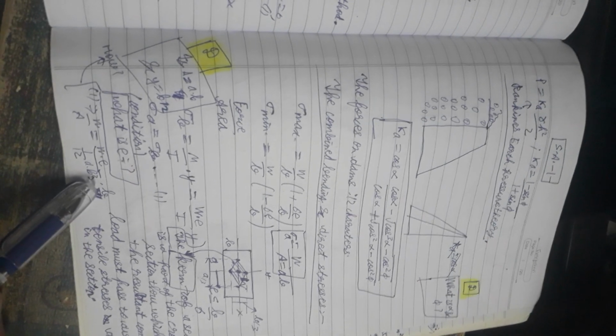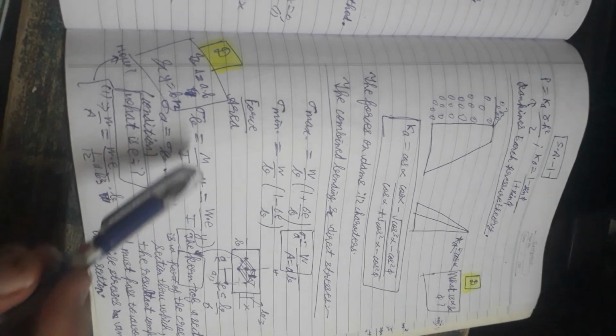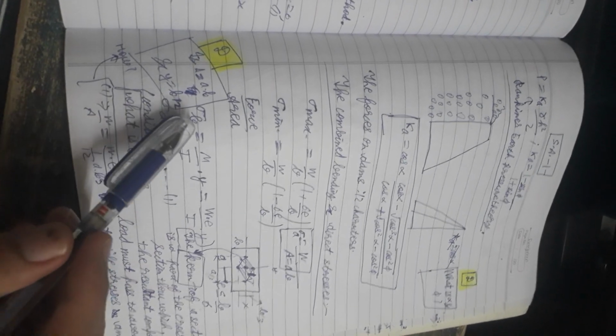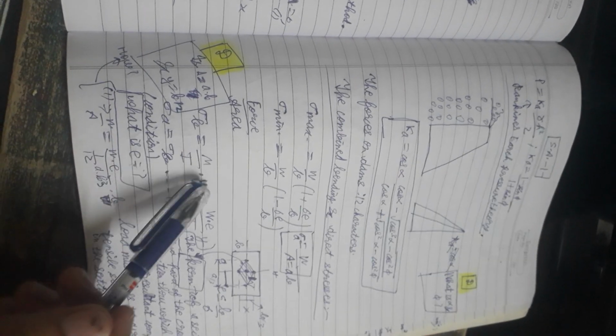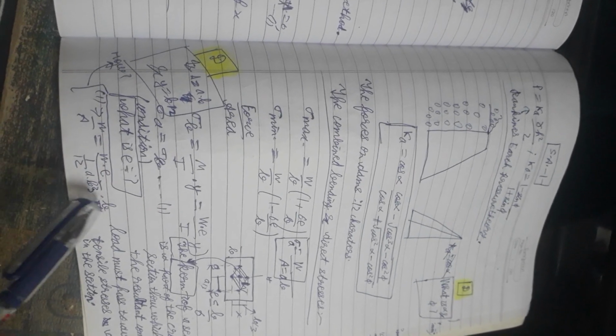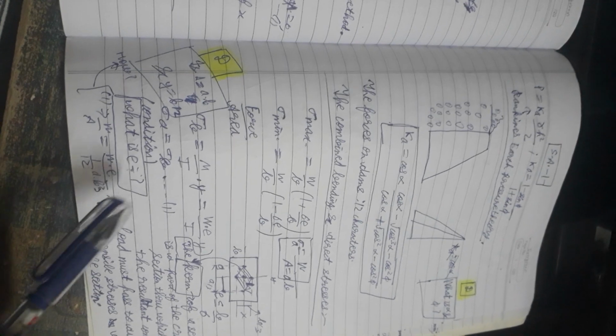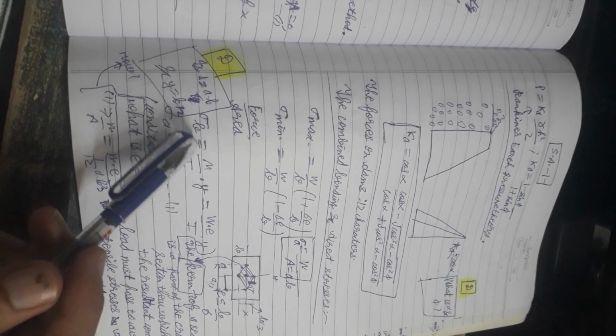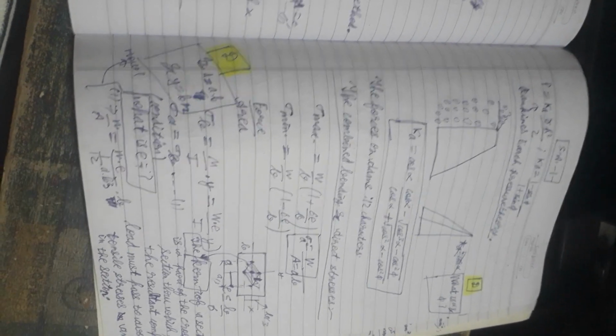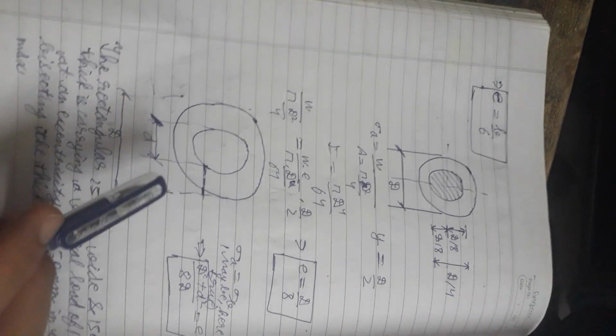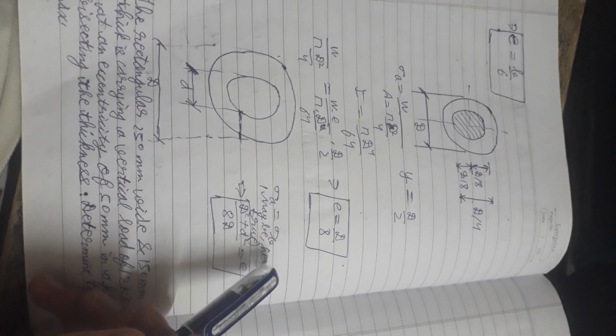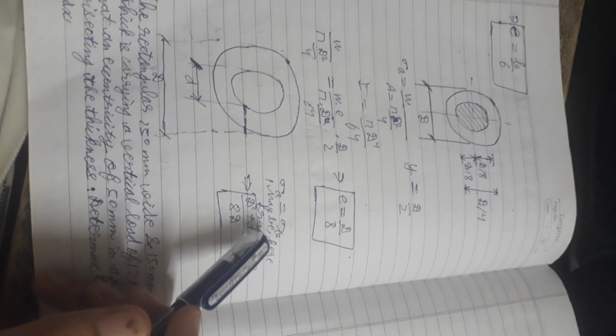This formula comes from the equation sigma b is equal to M by I into y. The W by A equation also comes from sigma b is equal to M by I into y. This is small d, this is capital D. Sigma direct is equal to sigma b, so e is equal to (capital D square plus small d square) over 8 capital D.